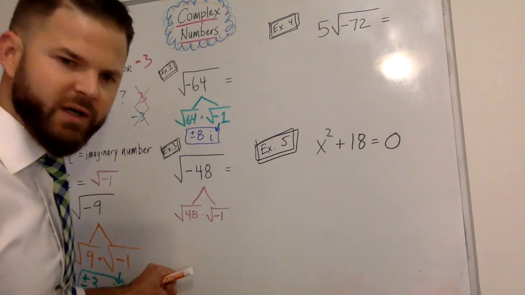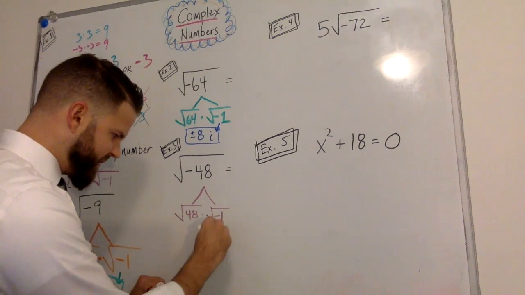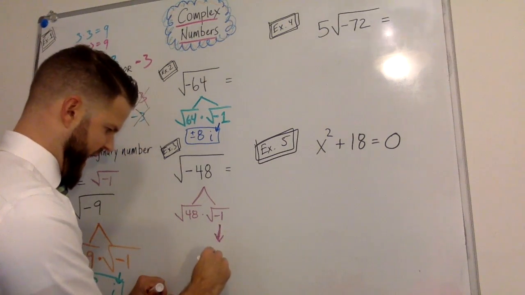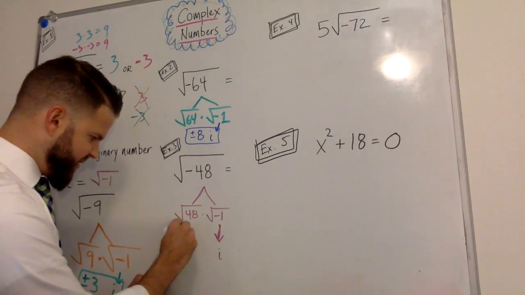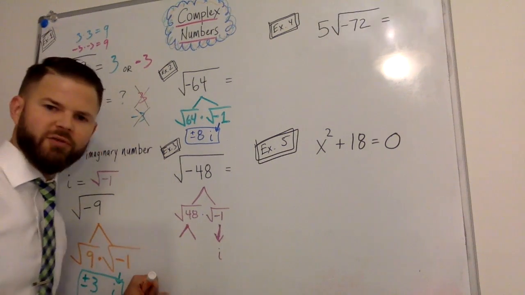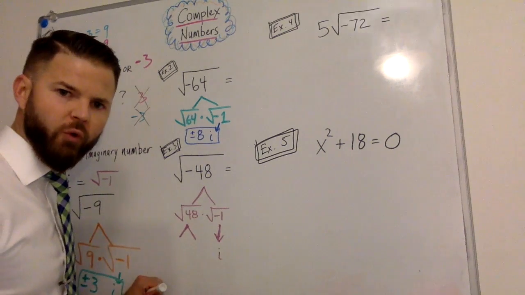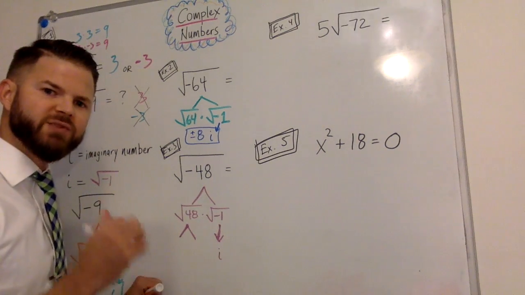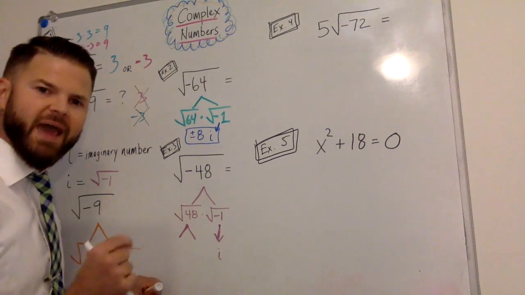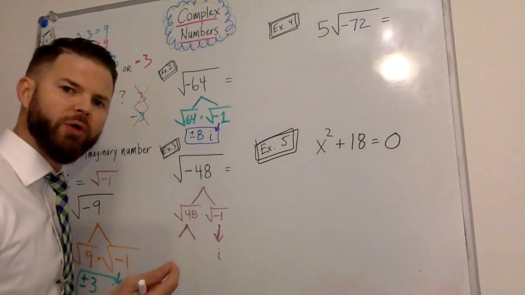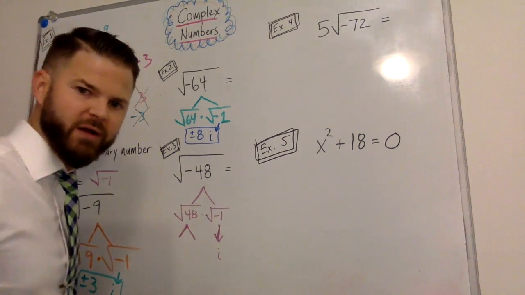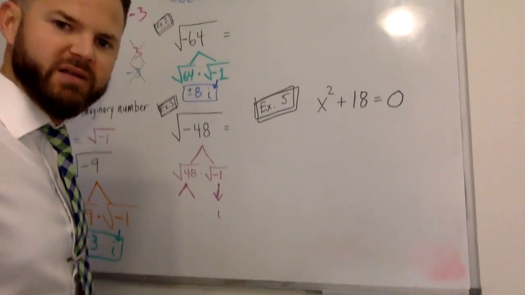So check this out. I know that this guy spits out an i. This guy, though, I want you to think about chopping this one up in a similar fashion. What I'm looking for is to chop this guy up into factors of 48, and I'm looking for a perfect square that will spit me out a whole number out of the radical. All right? So check this out. Let's zoom in. Let's get nice and cozy.